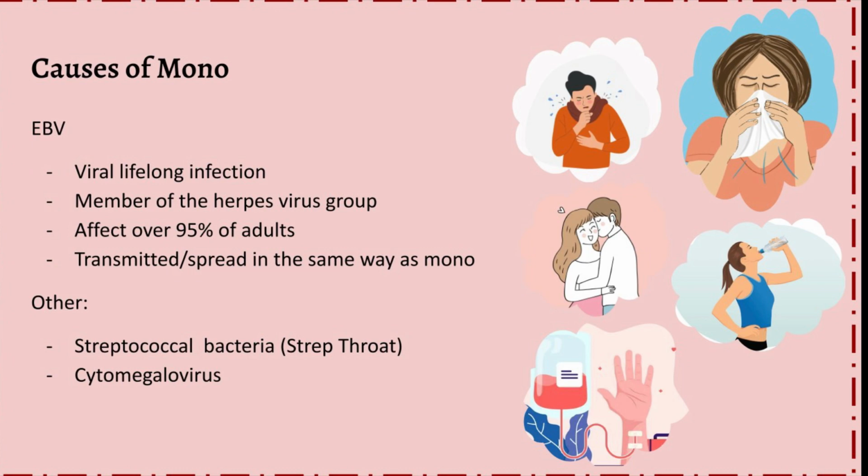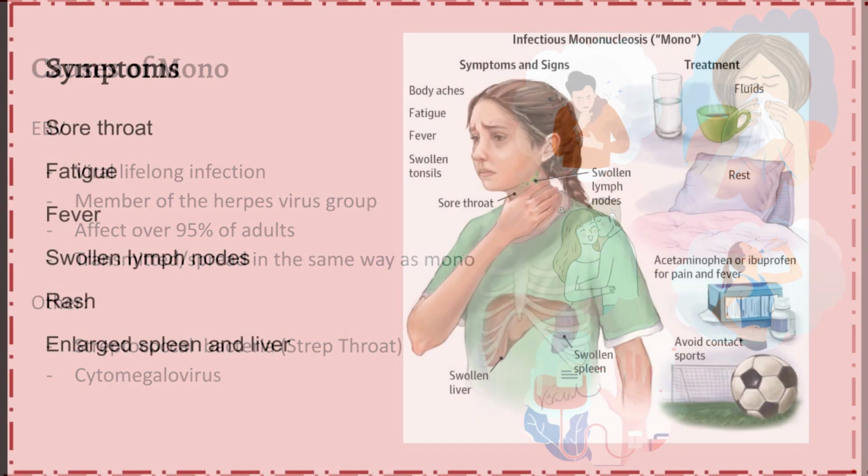It can also occur during the incubation phase, which is the phase between when someone is infected and before they begin showing the symptoms. Other ways that it can be transmitted is through coughing, sneezing, sexual contact, and blood transfusions. Symptoms include sore throat, fatigue, fever, swollen lymph nodes, rash, and enlarged spleen and liver. Other diseases that cause similar symptoms or infections that cause sore throat, such as streptococcal bacteria, which is strep throat, and cytomegalovirus, which is also known as CMV.